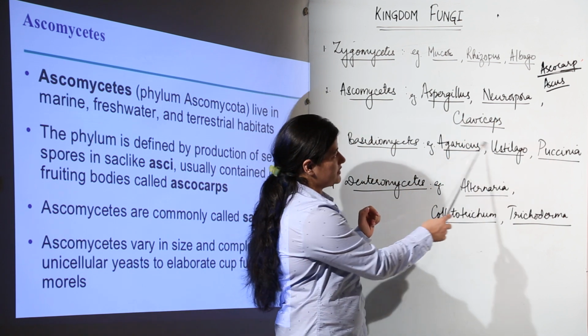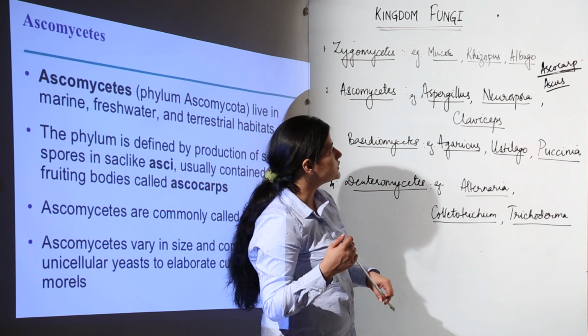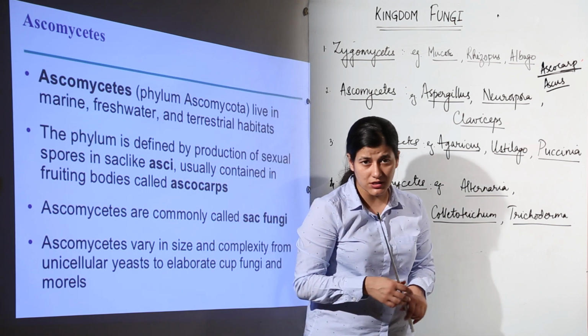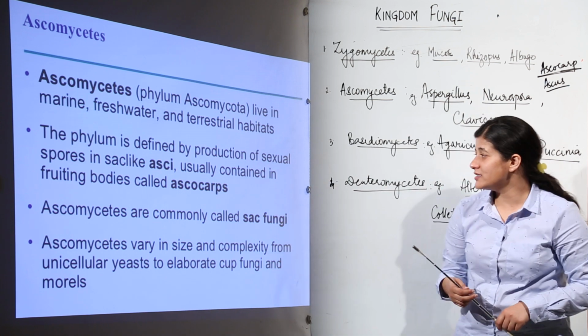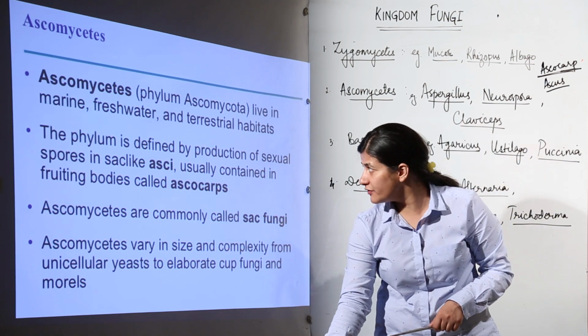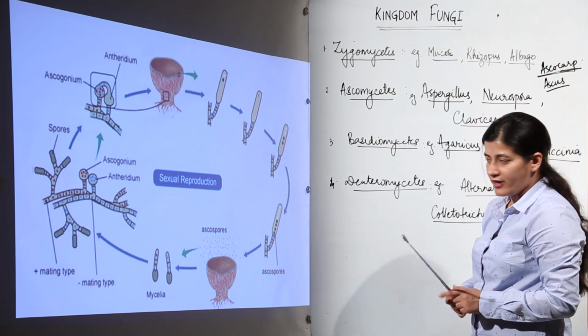And then we have Claviceps. Claviceps is responsible for causing ergot of rye, which is used for production of certain drugs which are useful for the betterment of diseases. And moving further, this is the sexual reproduction representation of Ascomycetes.